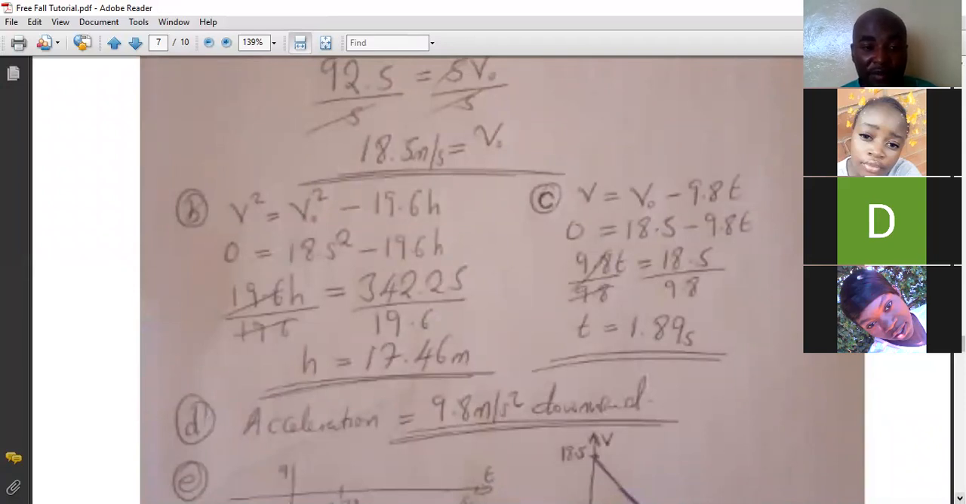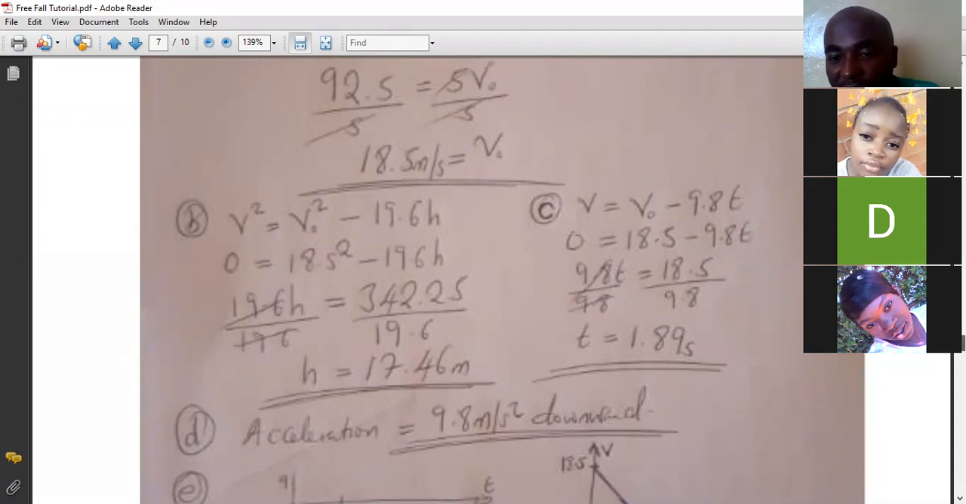Sir, I'm asking if you can go on C because I found C wrong. I don't know where I went wrong. C was asking for velocity at the highest point. You saw that, yeah? Oh, okay, sir, so I thought I was wrong. No, C is velocity. So the answer should just be that velocity is 0 at the highest point.